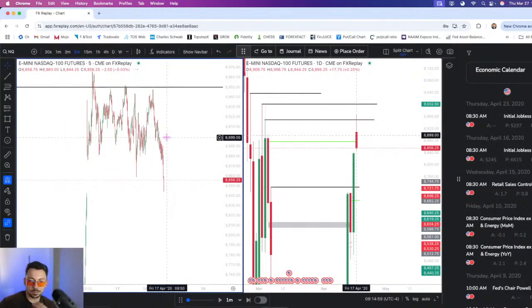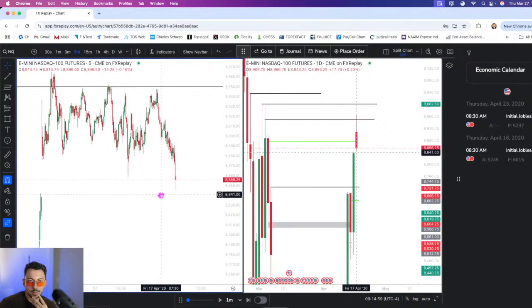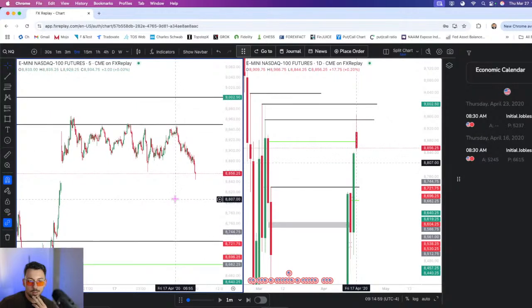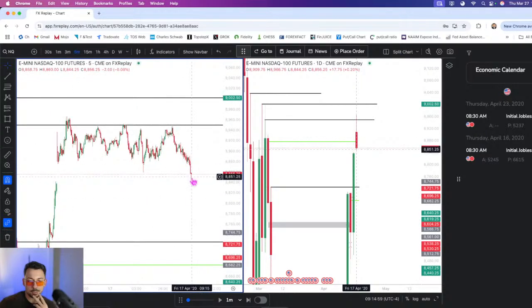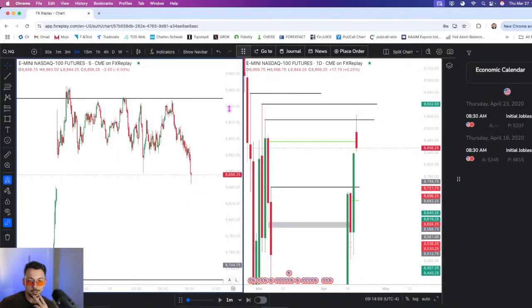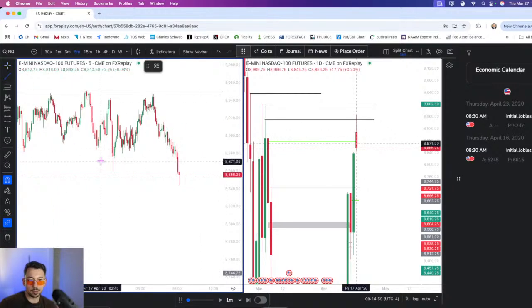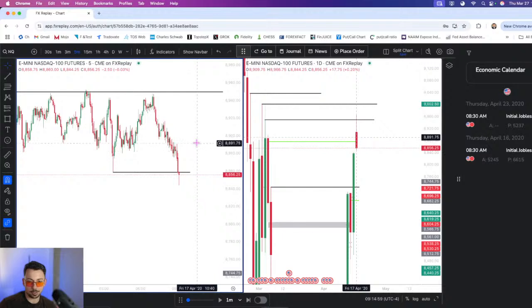I need to get used to it. Okay, so this looks like accumulation, potentially a manipulation to distribute higher. So we did sweep this liquidity on the 5-minute chart. This 5-minute fair value gap actually looks pretty good, I'm not going to lie.